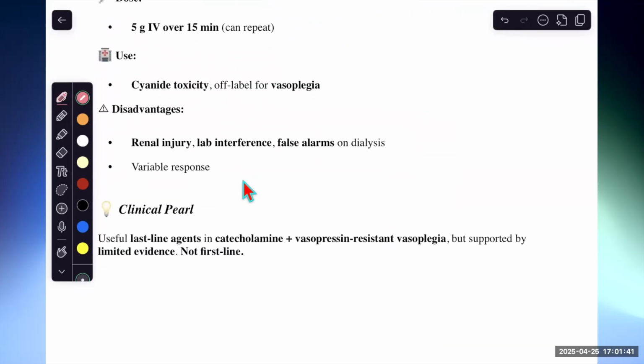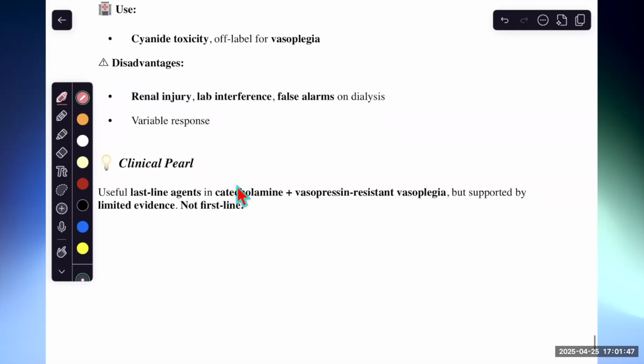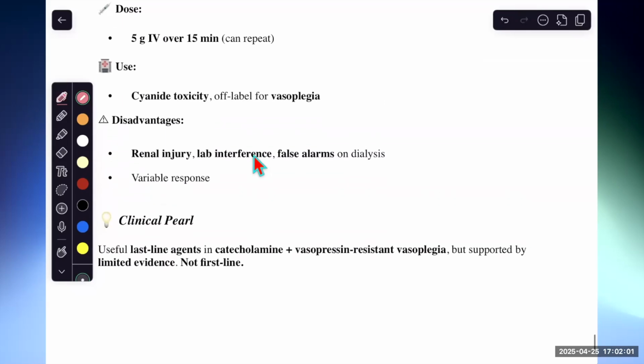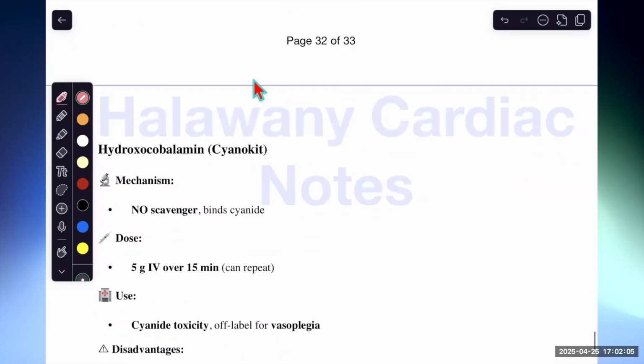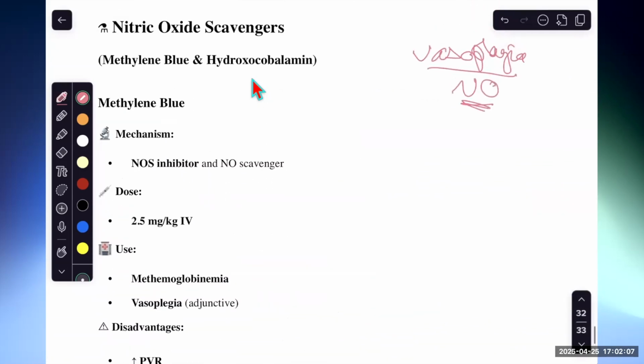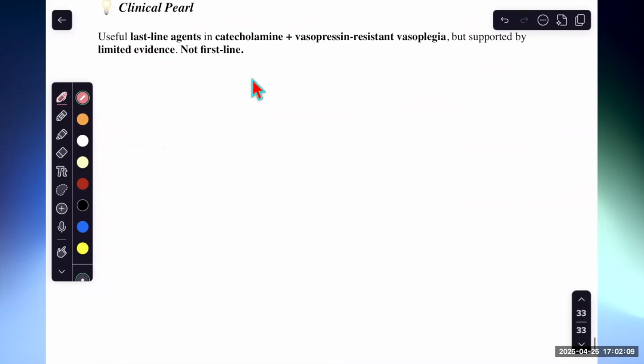Anyway, for now, there is debate. Should we use it? Should we not? I just mention it for you, and I keep it here for notes for those who want to read more about it. Usually it's a last line agent when you give catecholamine and you give vasopressin and you give everything and still vasoplegia is there. You can go for either one of them, either hydroxocobalamin or methylene blue.